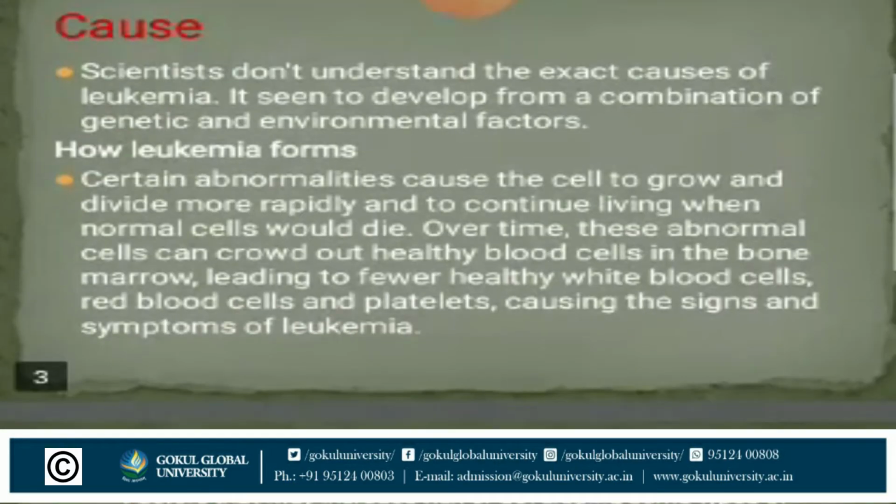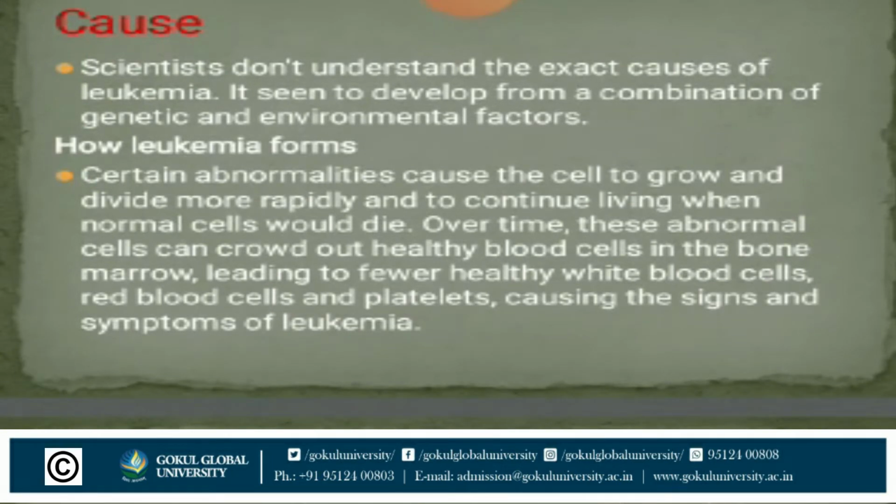Next we learn the causes. Scientists don't understand the exact cause of leukemia. It seems to develop from a combination of genetic and environmental factors. So how does leukemia form? Certain abnormalities cause the cell to grow and divide more rapidly and to continue living when a normal cell would die.